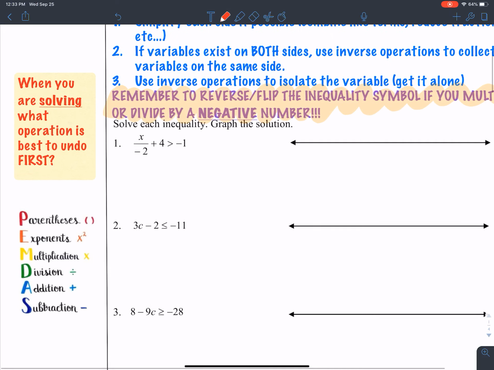So on this one, just as a quick point of view, when we have multiple operations, like right now x is being divided by 2, and then it's adding 4, remember when you're undoing or solving, it's best to go backwards through the order of operations. So I'd want to undo addition and subtraction first. So I'd subtract 4 from both sides.